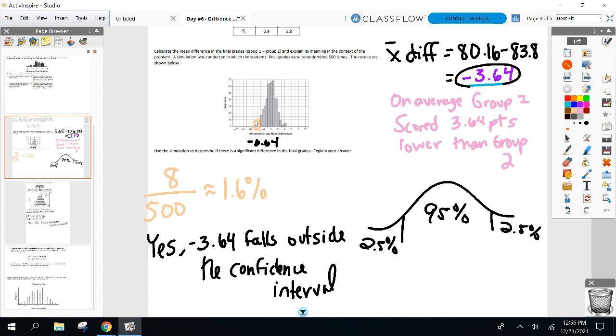Because there's only 1.6% of the scores below that point. So it would have to be over 95% for it to fall within it. No, it would have to be above 2.5%. Oh, because that's the outside. Yep.